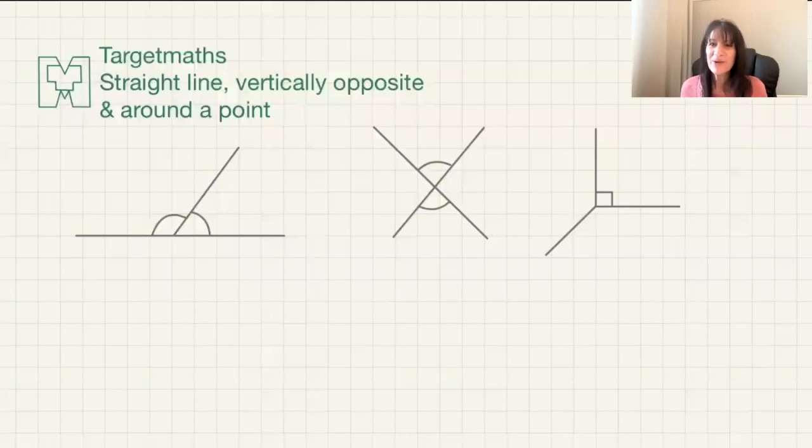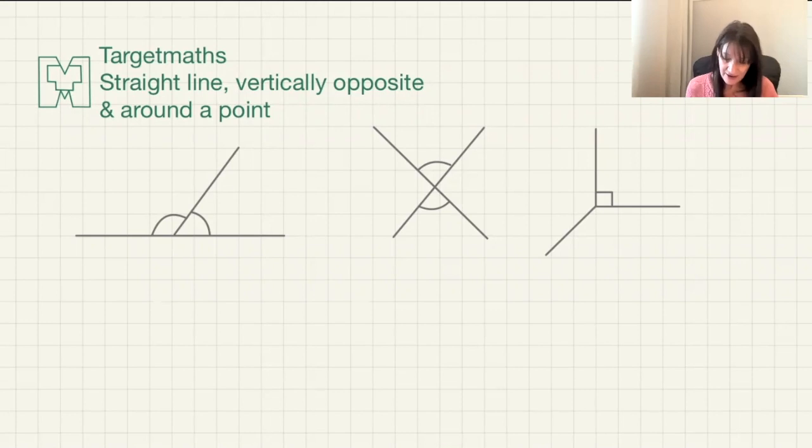Hi, welcome to this quick how-to help video on finding some of our basic angles. So we're going to look at straight line, vertically opposite, and around a point all in this video. So the first one that we're going to take a look at is our angles in a straight line.